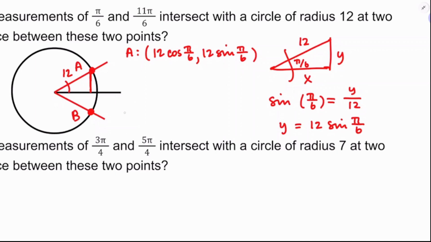All right, and then point B is going to have coordinates given by 12 times the cosine of 11 pi over 6 and 12 times the sine of 11 pi divided by 6. Okay, and then if I was to get rid of that little marking there and use blue here, this is going to be the distance between the 2 points.